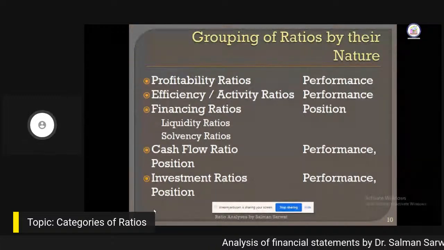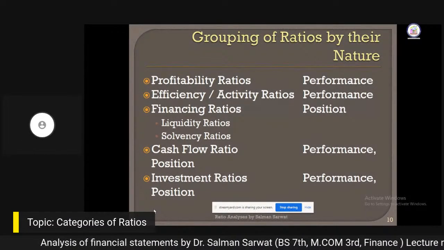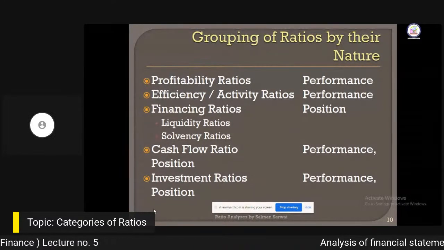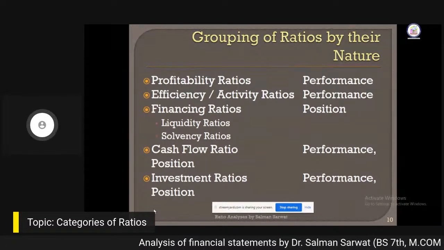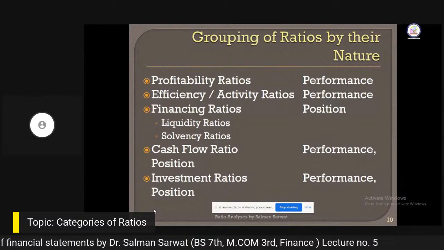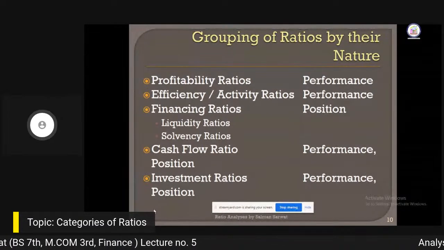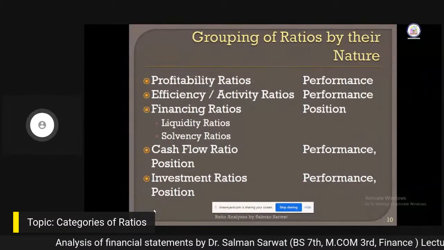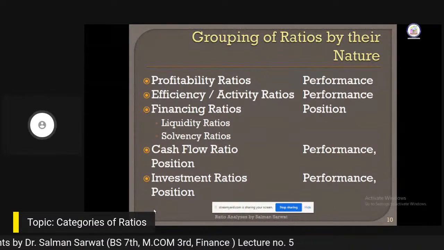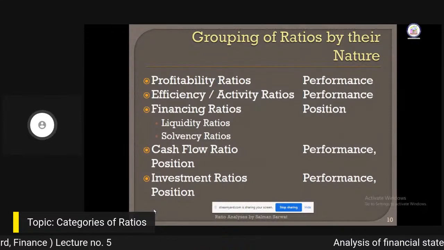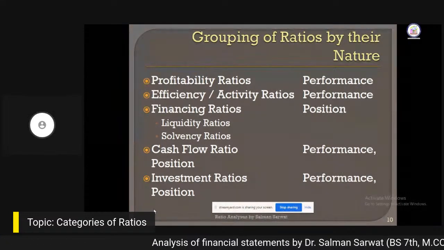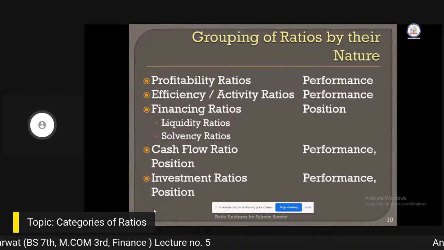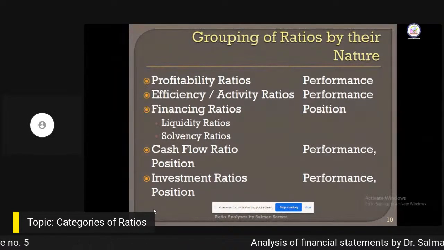We started with this slide in which we discussed there are five categories or groups of financial ratios. Profitability ratios, which provide information about the financial performance of the company. Efficiency or activity ratios, which also provide us the financial performance of a company. Then we have financing ratios, which give us a picture about the financial position of the company. In financing ratios, there are two categories: liquidity ratios and solvency ratios. After this, we discussed that there are cash flow ratios as well. Cash flow ratios are not something very new, but are just the translation of accrual based financial ratios into cash based financial ratios. Finally, we discussed investment ratios.